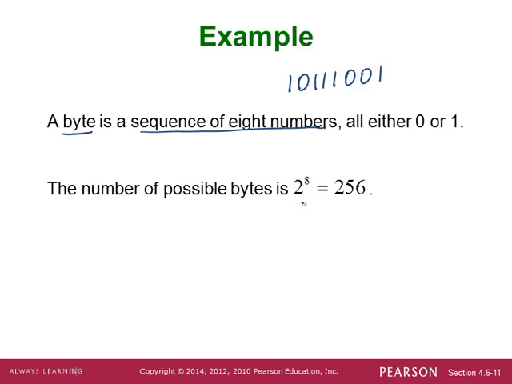And the total number of possible bytes is equal to 2 raised to the 8th power. Why? Because there's 2 choices for each position. You could either put a 0 or a 1 in each position. There's 2 choices for the first position, and 2 choices for the second position, and 2 for the third, 2 for the fourth, 2 for the fifth, 2 for the sixth, 2 for the seventh, and 2 for the 8th position. So you get 2 to the 8th power. And 2 to the 8th power is 256. So there's 256 possible bytes.